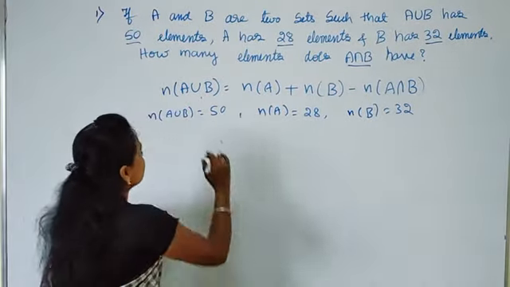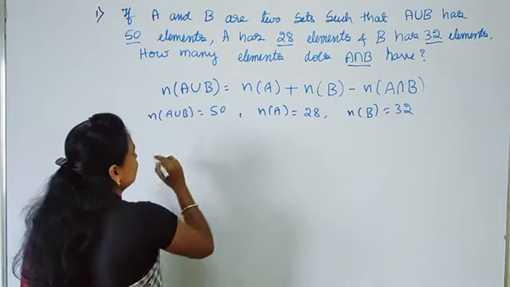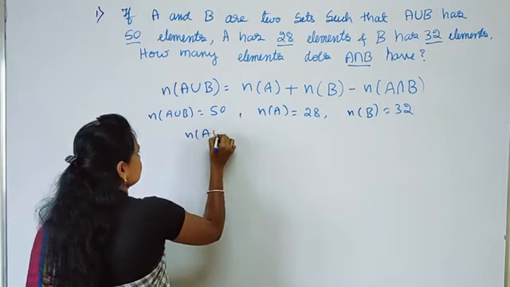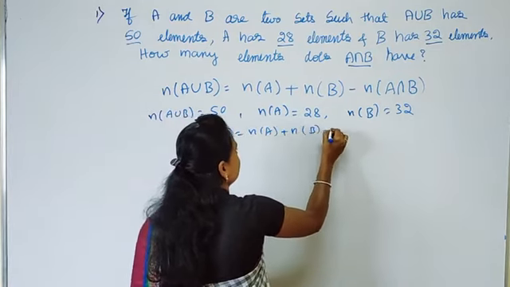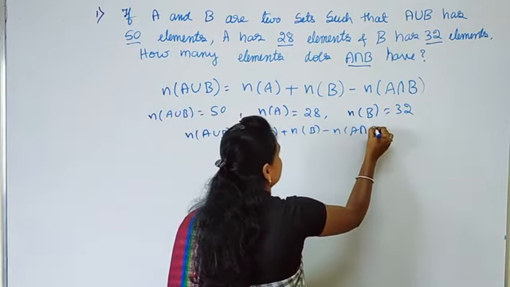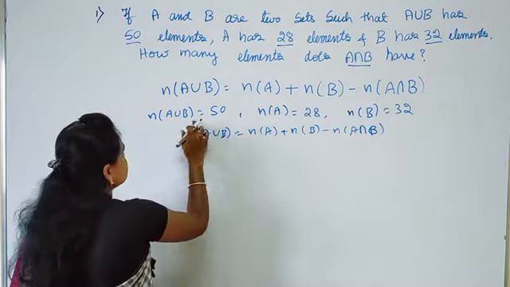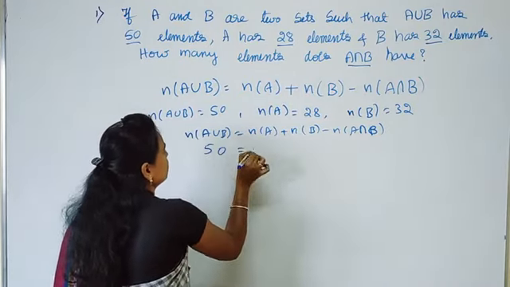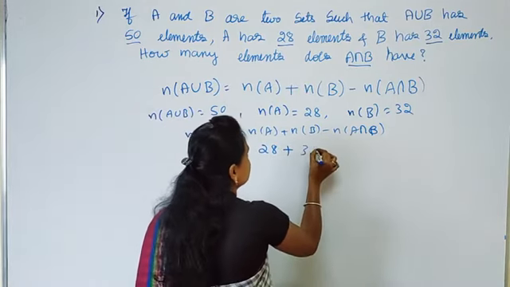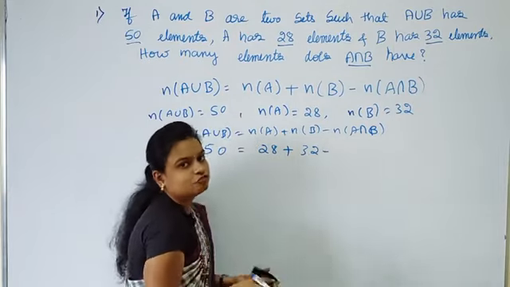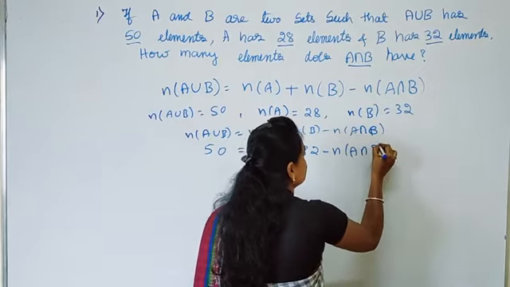First write down all the values they gave. Then write down the formula: n of A union B is equal to n of A plus n of B minus n of A intersection B. They gave n of A union B, which is 50. That is equal to n of A, 28, plus n of B, 32, minus n of A intersection B, which we have to find. So write this as it is.